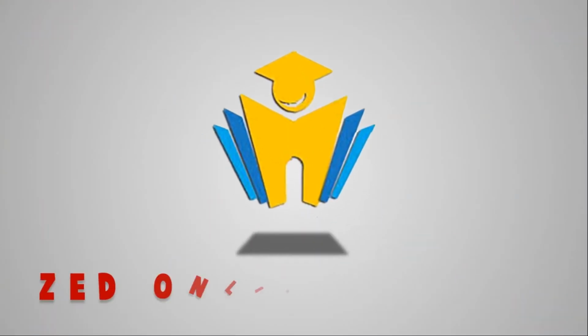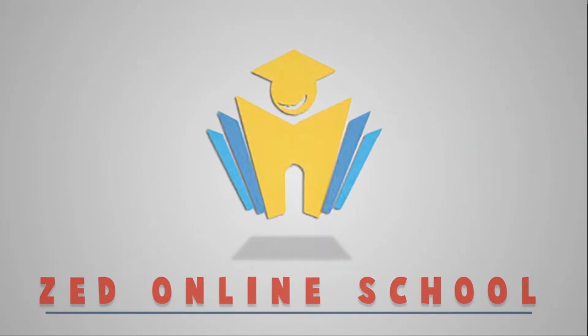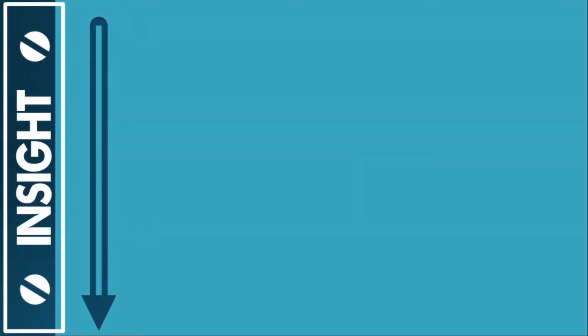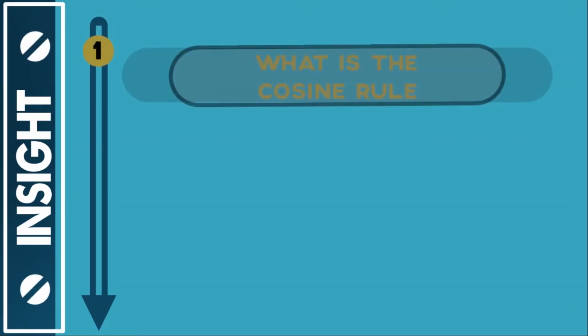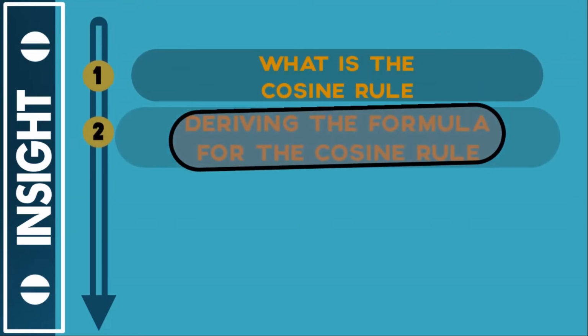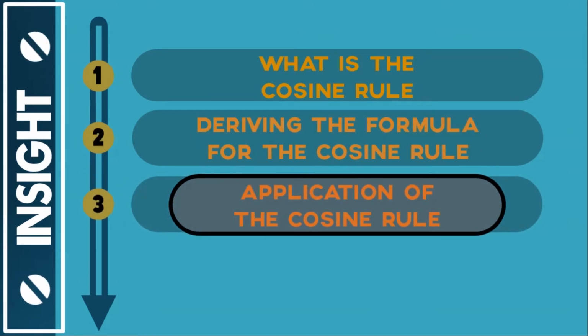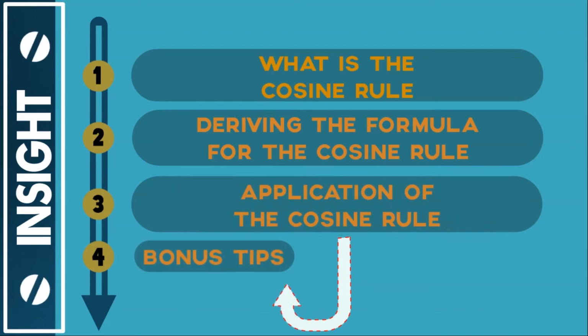This is Z Online School. In this video, you and I are going to be looking at trigonometry involving the cosine rule. We are going to do this in a systematic way, and by the end of this video, you must be able to know what the cosine rule is, how to derive the formula for the cosine rule, and the application of the cosine rule. At the end of this video, we've got bonus tips for you. Make sure you watch this video till the end to get the maximum value out of it.